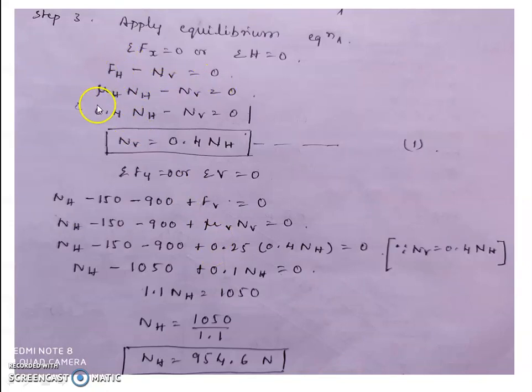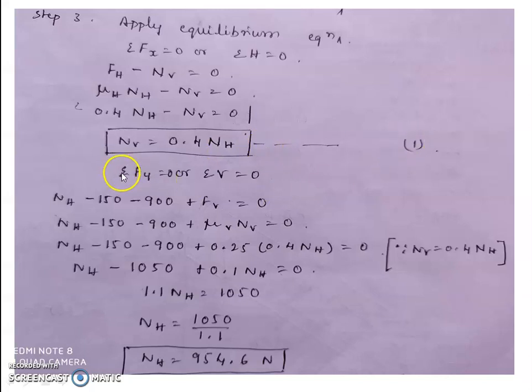For FH I substitute mu into NH in this equation, then it becomes mu multiplied by NH minus NV is equal to 0. This mu H is given as 0.4. I substitute the value of mu H, and that multiplied by NH minus NV is equal to 0. NV is worked out to be 0.4 NH. I will call this equation 1.